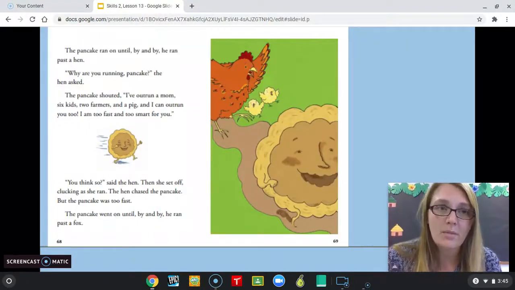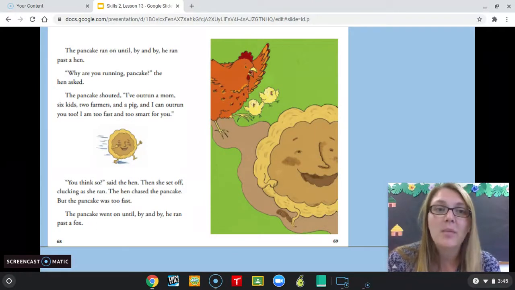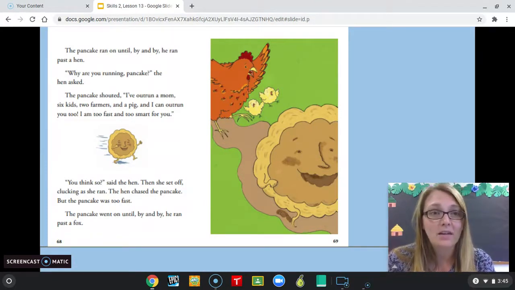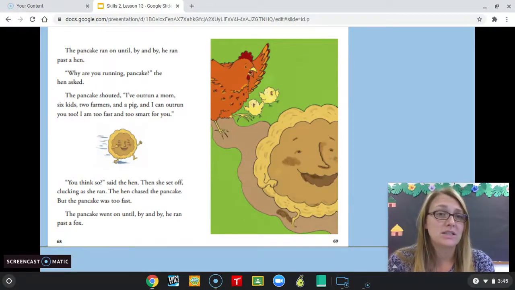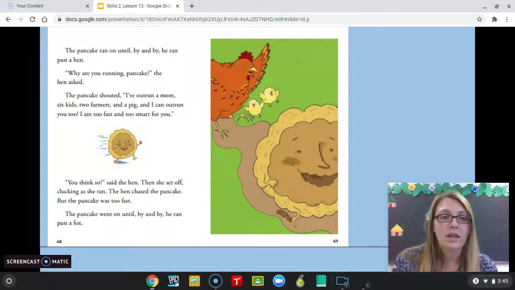The pancake ran on until, by and by, he ran past a hen. "Why are you running, Pancake?" the hen asked. The pancake shouted, "I've outrun a mom, 6 kids, 2 farmers, and a pig, and I can outrun you too. I am too fast and too smart for you." "You think so?" said the hen. Then she set off, clucking as she ran. The hen chased the pancake, but the pancake was too fast.